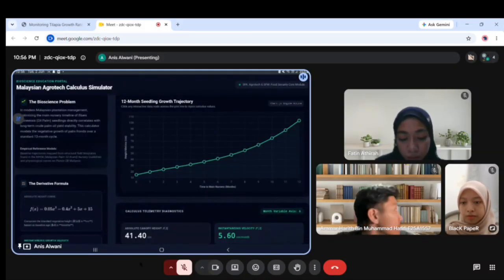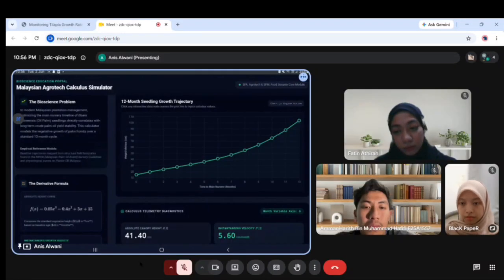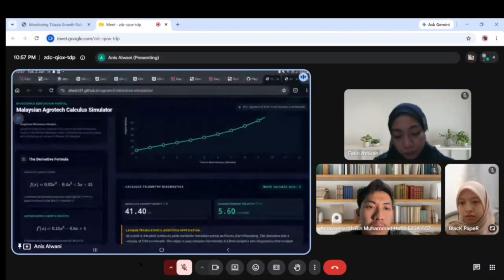So, the application in agriculture is that the simulation demonstrates how derivatives can be used to monitor growth rates, predict future agriculture output, optimize the use of fertilizer and irrigation, identify the rate of measured growth, and last, support data-driven decision making in farming.